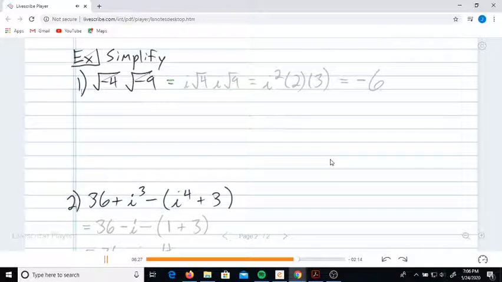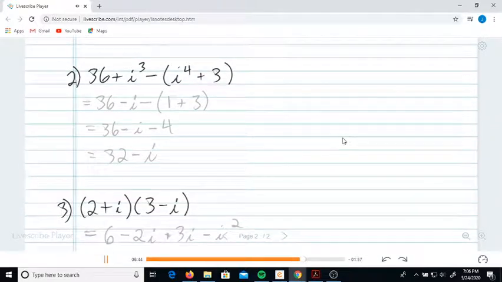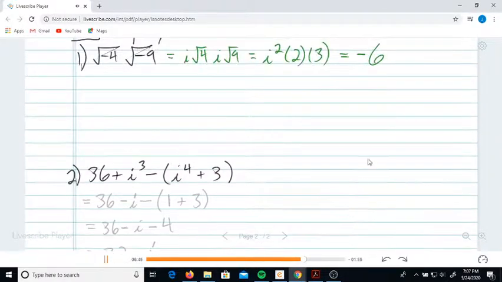So we know the square root of negative 4 is i root 4. The square root of negative 9 is i root 9. So that simplifies to i squared times 2 times 3, which is going to equal negative 6, all said and done. So the first step is to replace that square root of a negative with an i, and then use those powers of i here.